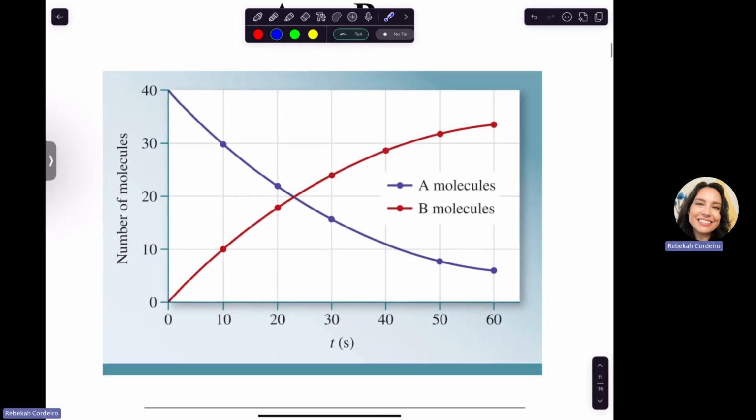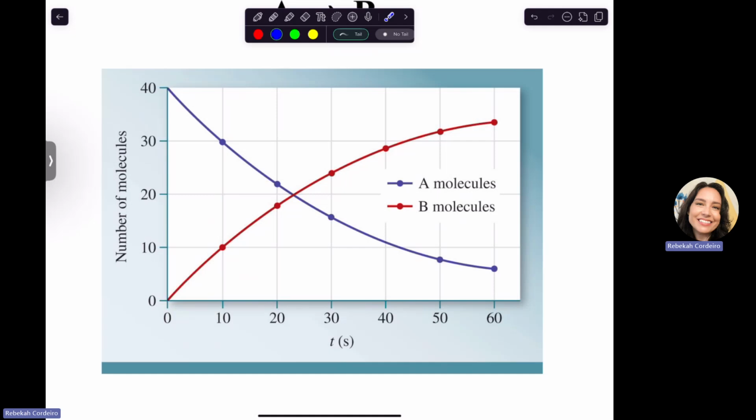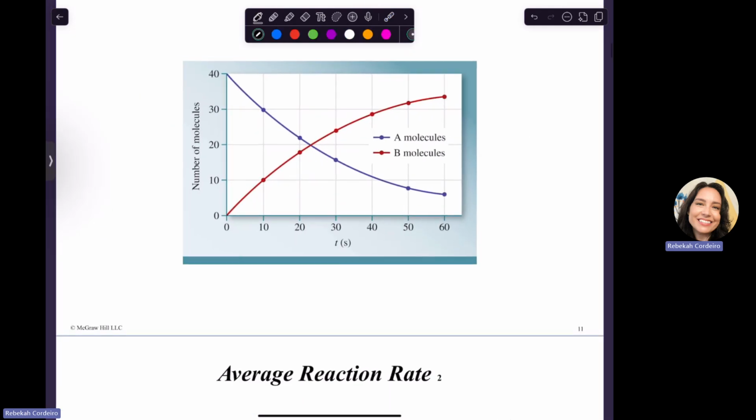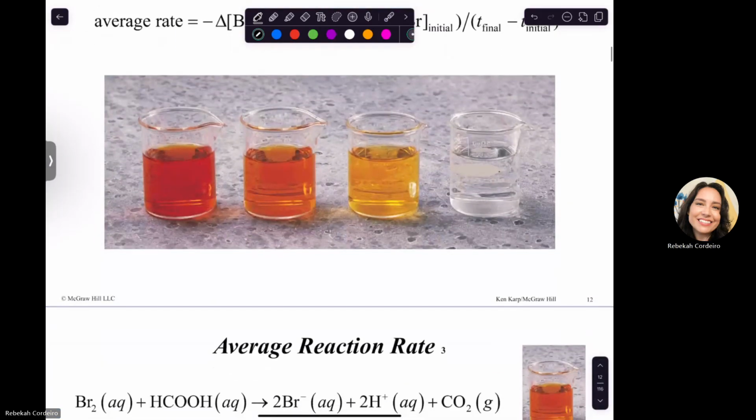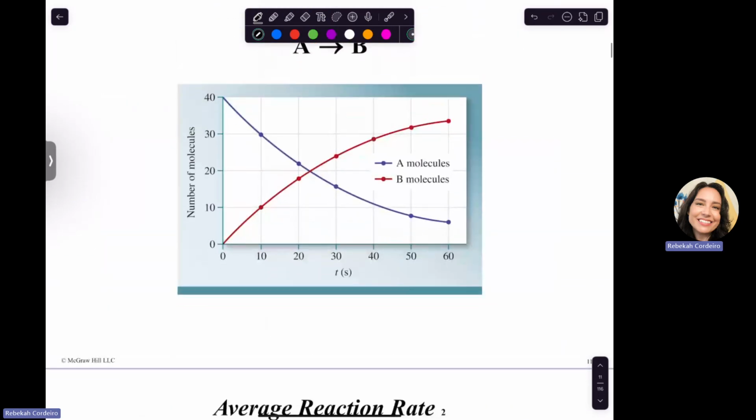So essentially it's kind of like a slope. So average reaction rate would be like the number of molecules of A. If I wanted to know what's the rate from 10 to 30 seconds, we would say the negative change in the concentration of A over the change in time.